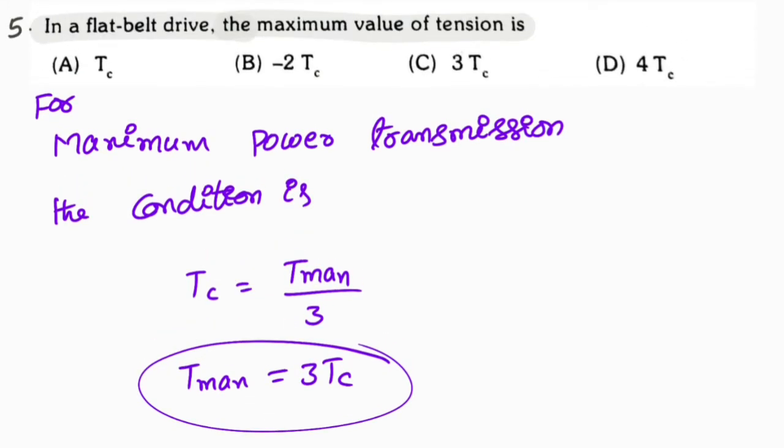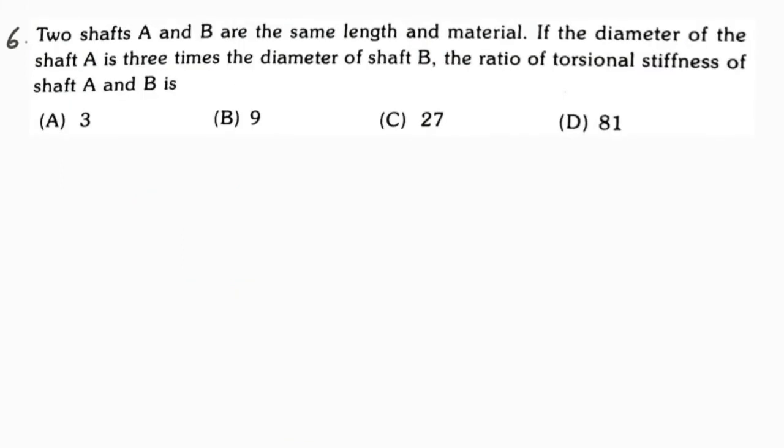Look at the options. The maximum value of tension is 3 times the Tc. Here Tc is called centrifugal tension. Therefore, option C is absolutely correct. Let us take one more problem. Look at the next problem.